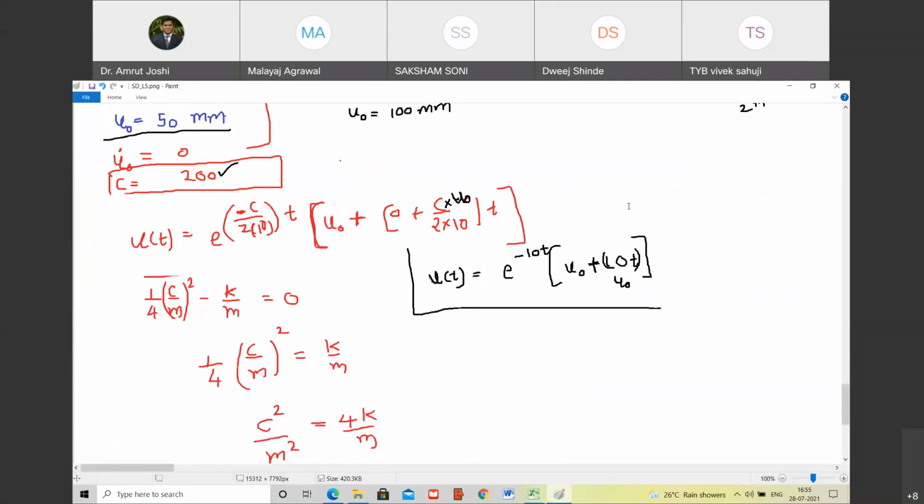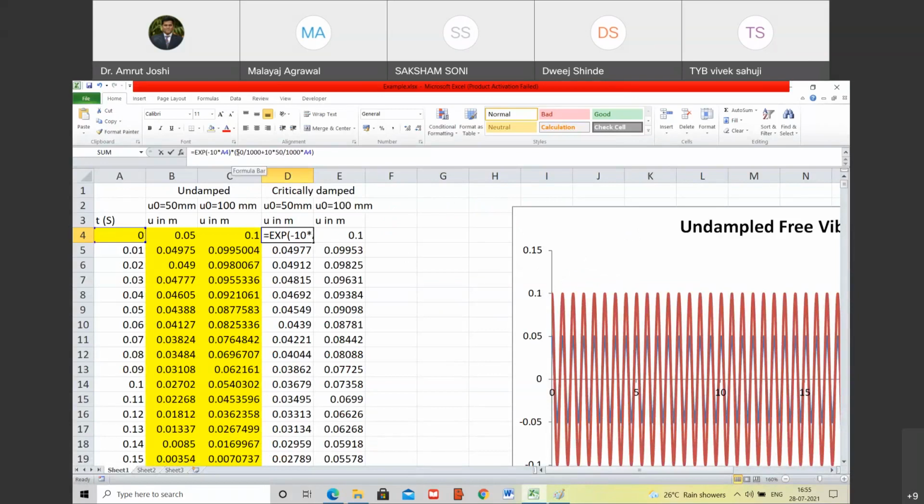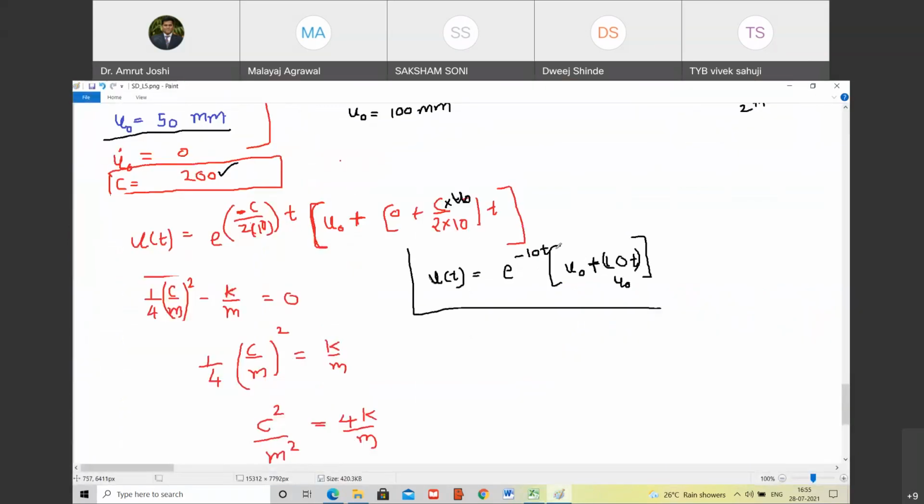So have a look at this solution. It is e raised to minus 10t is the first part. And then in bracket, you have U0. So let me show you, in the bracket, you have 50 upon 1000. That is U0, 50 mm. So 50 upon 1000 meter, that is U0. Then you have plus 10 into T into U0.